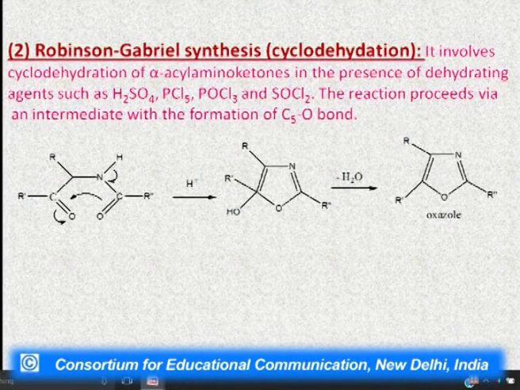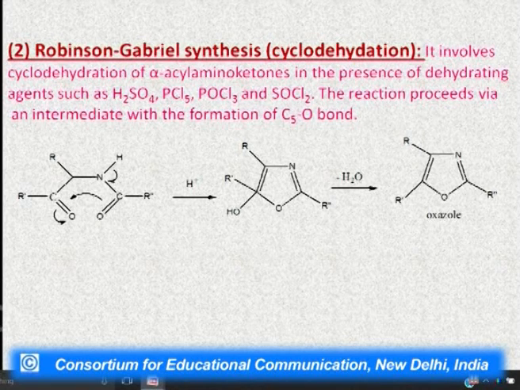The second important method of oxazole preparation is the Robinson-Gabriel synthesis. It is a cyclodehydration method. It involves cyclodehydration of alpha acylaminoketone in the presence of dehydrating agents, which can be sulfuric acid, phosphorus pentachloride, phosphoryl chloride and thionyl chloride.